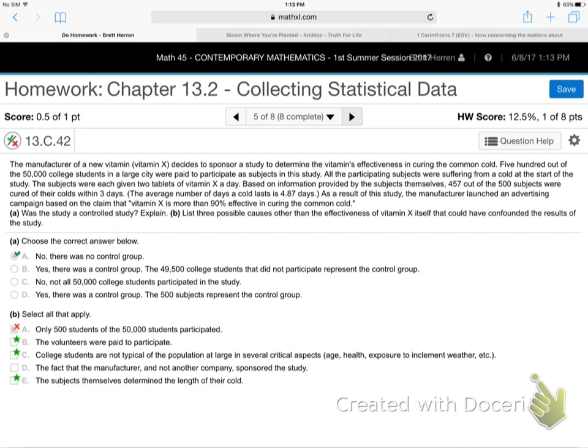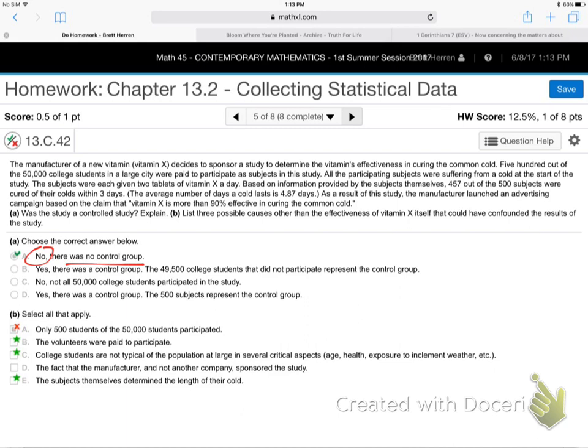Because you compare them. Otherwise, who knows if it's doing it? Maybe it was just the drugs starting to go away in those people for some other reason, the disease other than the drug. So our answer is no. There was no control group. They just gave the vitamin to a bunch of people. They didn't also have another group that didn't get the vitamin.